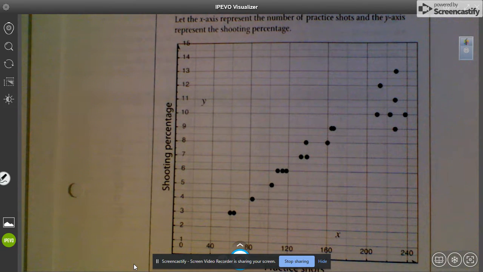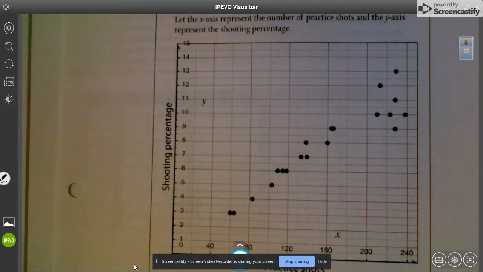So you can immediately tell between the first example and this one that this should have a stronger relationship, a stronger correlation. It appears that there is a very linear relationship going on between the number of practice shots taken and your shooting percentage. It also appears to be a positive linear. So we should expect our R value to be both positive and close to 1.